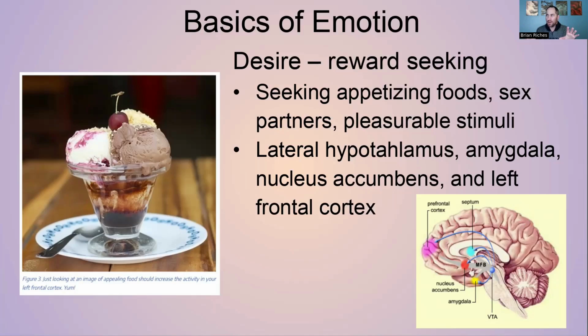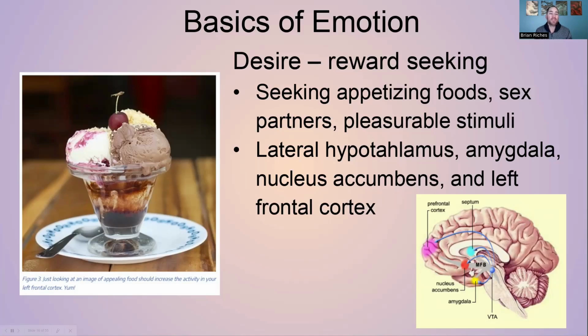Depending on if I have my camera mirrored, I might be pointing to the wrong side. I'm actually pointing to the left side of my frontal cortex, so hopefully that's not confusing with any mirroring of my video. Yeah, that looks right. So these are the different areas. We've got lateral hypothalamus, which is not labeled here, but it's up above here. We've got the amygdala, nucleus accumbens right here, and then left frontal cortex. This is the right side of a brain, but the left side.